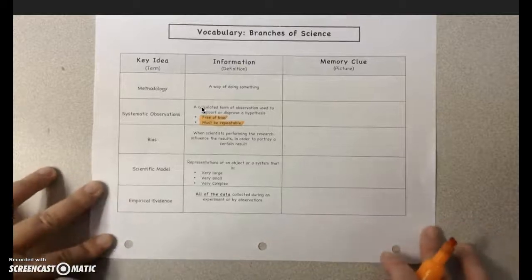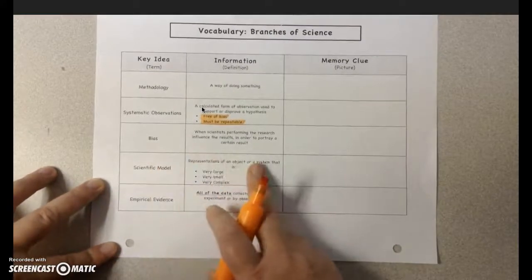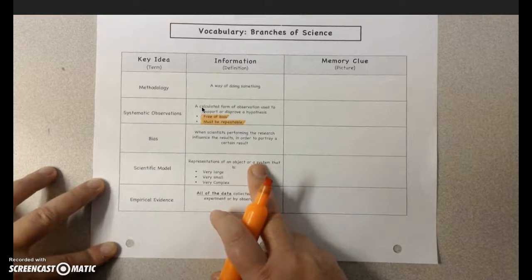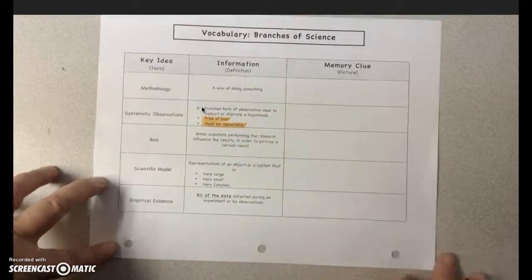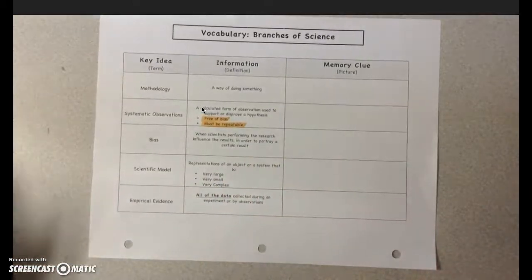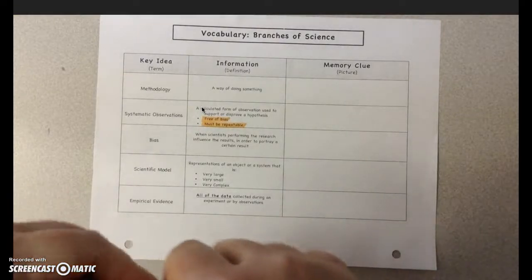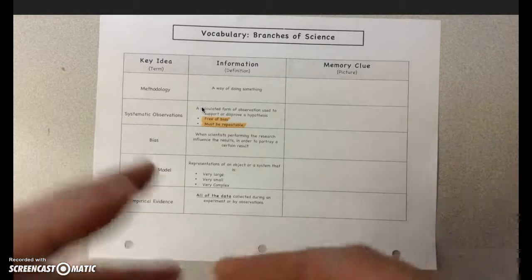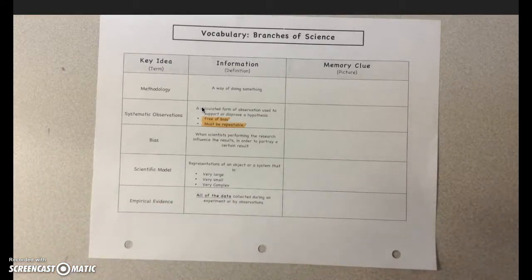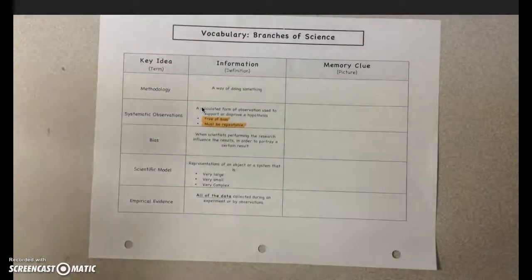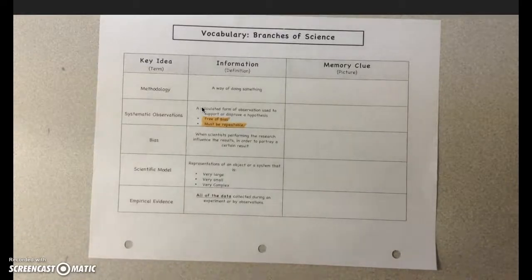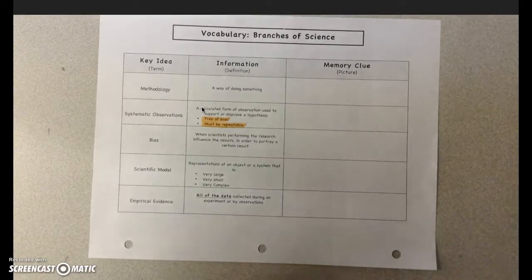Bias is the third one. That's when scientists performing the research influence the results in order to portray a certain result. So a really good example that somebody gave me today was that bias would be like your mom or dad thinking that your picture or your piece of work that you did in school is the very best piece of work or picture that they have ever seen, because they love you most of the time and they are biased towards you. Okay, they may not be objective in the situation.